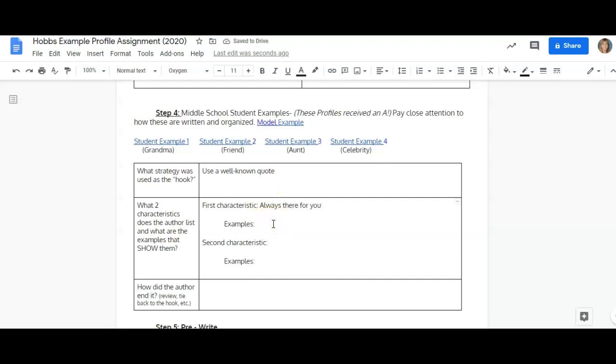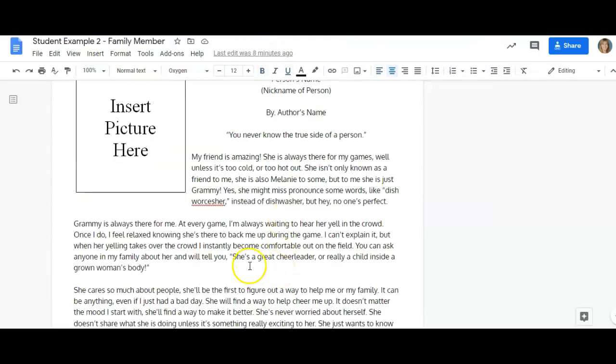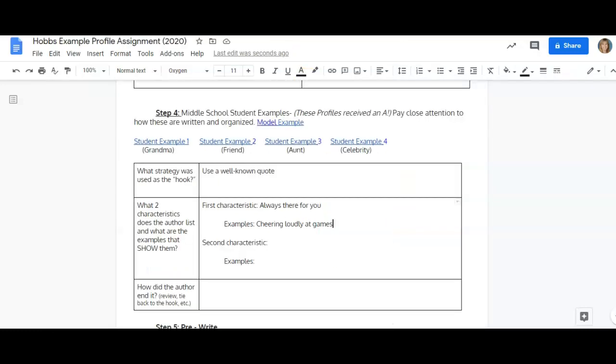And the examples given were cheering loudly at games. Let me go back to that. And the other thing that this person said is she relaxes the author during games. Okay, so now we've got to figure out that second characteristic.